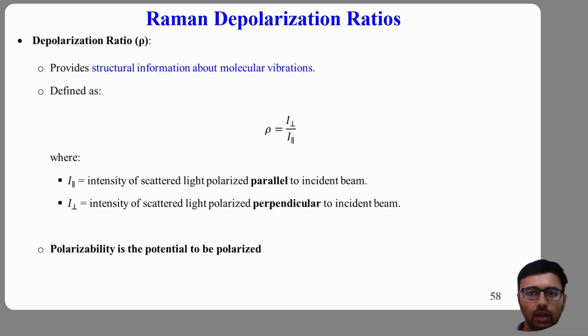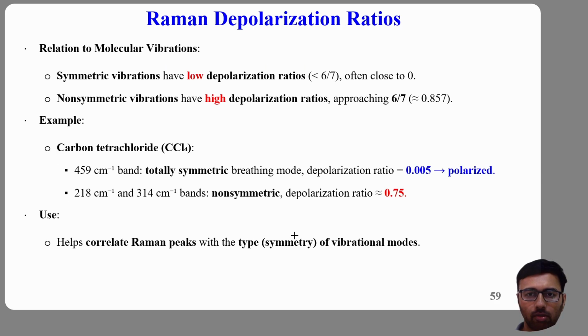Now, let us interpret what these ratios mean physically. Highly symmetric vibrations produce low depolarization ratios. During the totally symmetric stretch, the molecular shape remains highly ordered. The electron cloud expands and contracts uniformly. As a result, the scattered light remains strongly polarized in the same direction as the incident beam. Those are called polarized Raman bands.